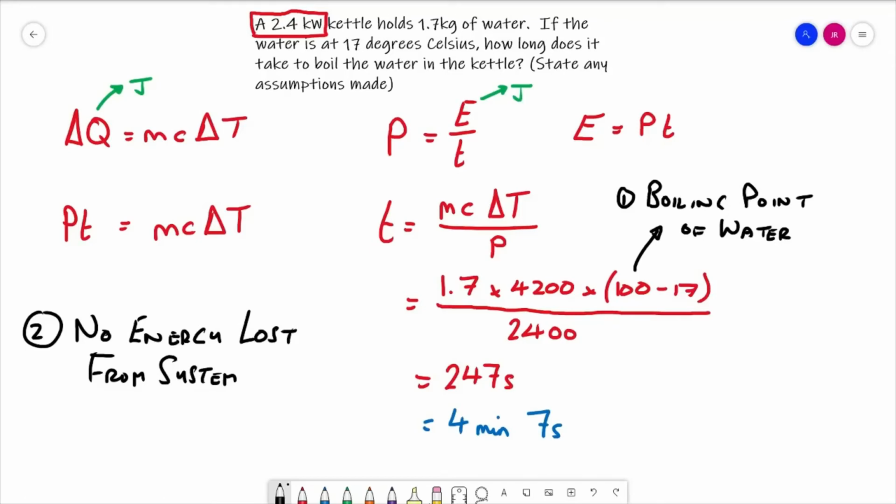Now as I said, realistically 4 minutes and 7 seconds is probably a little bit quick. The kettle probably takes about 5 minutes to boil properly, and that's because obviously in our calculations it's that second assumption that we haven't taken into account any energy losses from the system.